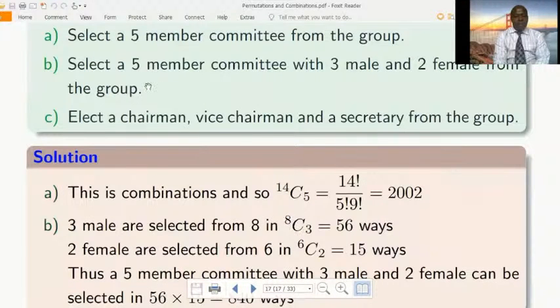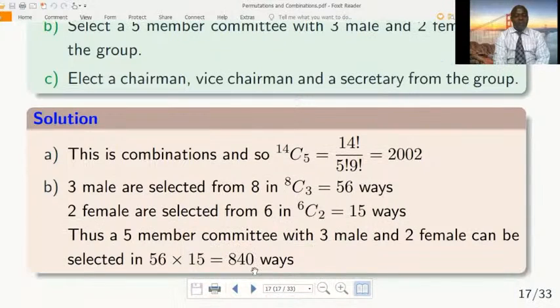And this other one, you are told to select a 5-member committee, 3 should be male and 2 should be female. So 3 male out of 8 male would be combination 8-3, which is 56, and 2 female out of 6 is 15. And therefore, since we want 3 male and 2 female, we multiply this 56 by 15 to find the number of ways, 840 ways, in which you can come up with a committee that has 3 male and 2 female.